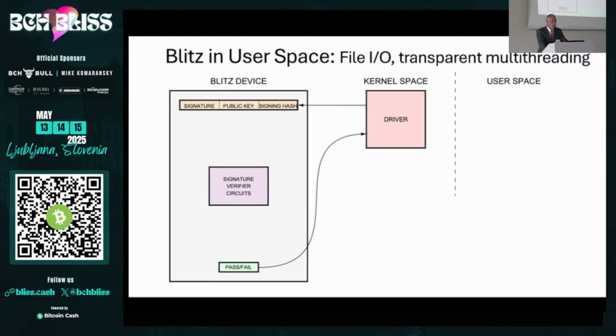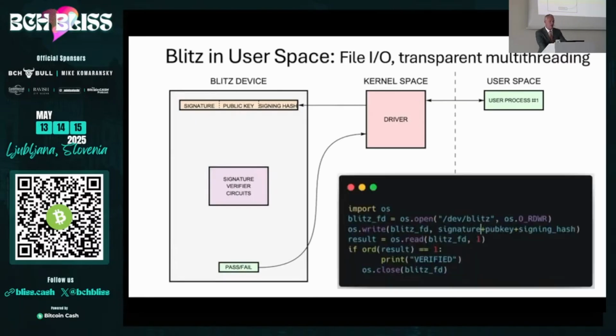So of course, a modern operating system won't let you poke around physical memory. So in user space, access to Blitz is facilitated through a kernel driver. That makes it even easier. So a user process connects to the kernel driver. Blitz looks like a file.